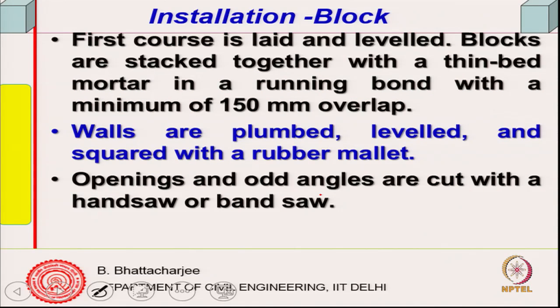Okay, generally the first course will be laid and leveled, and blocks are stacked together with a thin bed mortar in a running bond with minimum 150 millimeter overlap. So, that is the construction practice. Walls obviously should be plumb and leveled and squared with a rubber mallet, etc. And openings and odd angles are cut with a hand saw or band saw. So, you can cut them as you wish.